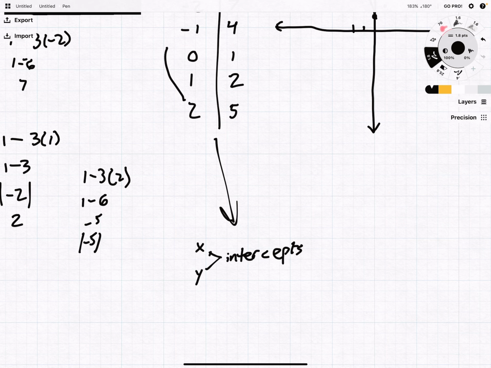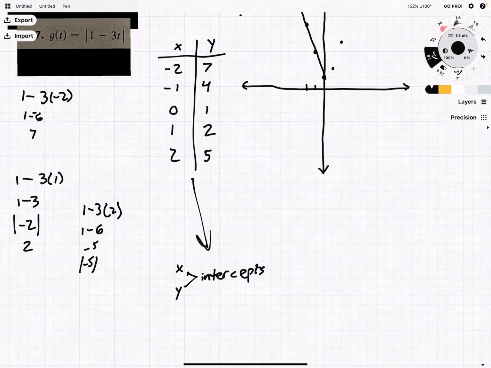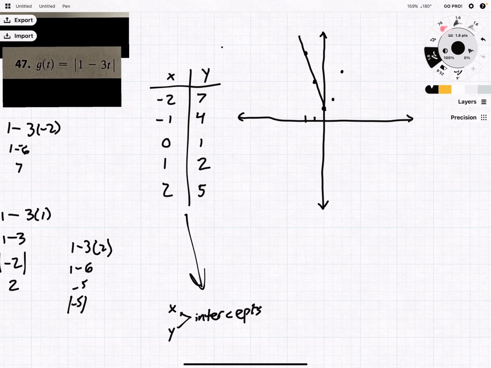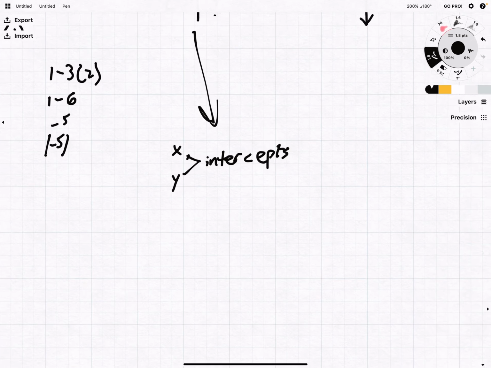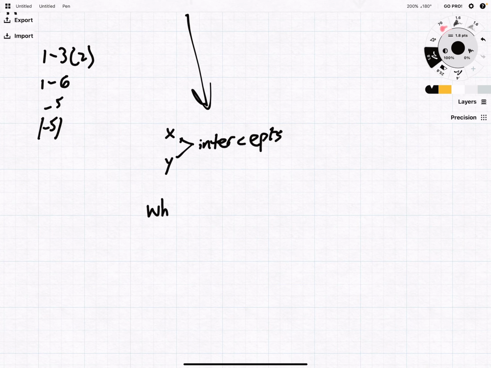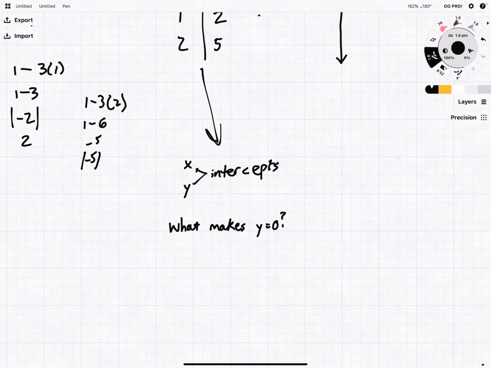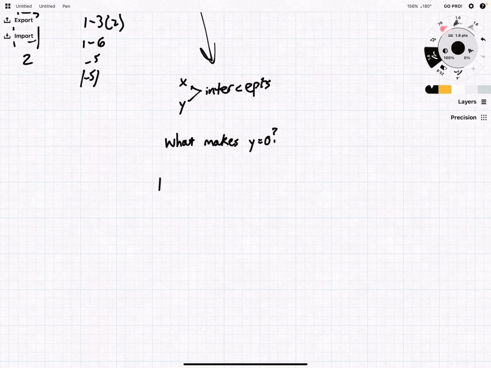So with the y-intercept, we did plug in 0 for x, and we ended up getting 1. But what about the x-intercept? So we'll have to ask ourselves, what makes y equal to 0? Well, our function was the absolute value of 1 minus 3t, right? But of course, absolute value of 0 is just 0 anyways, so we can drop the absolute value signs, and we can just say 1 minus 3t equals 0.